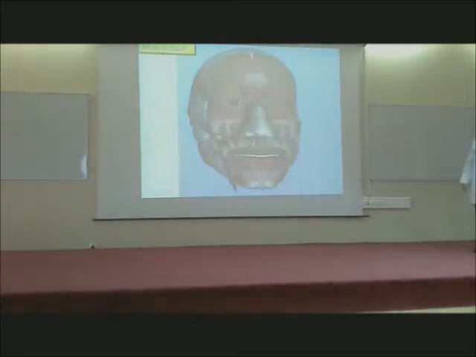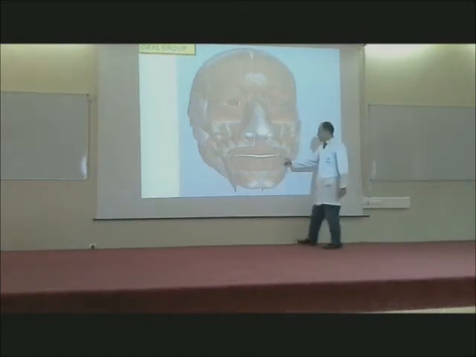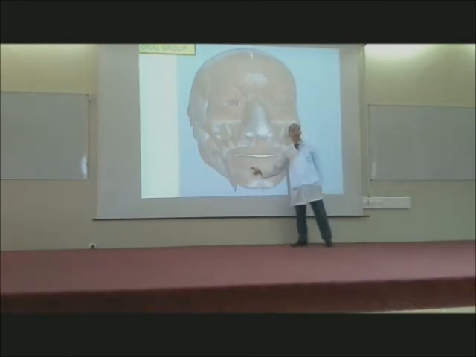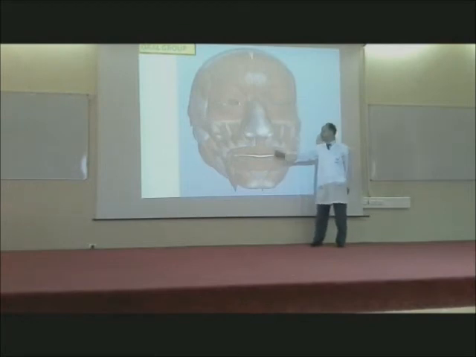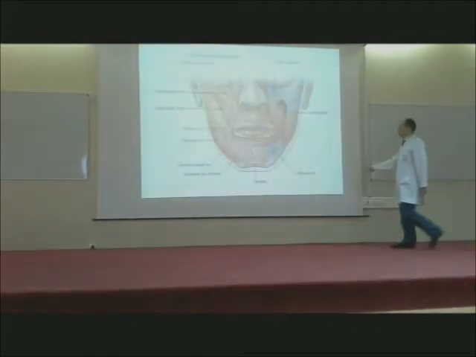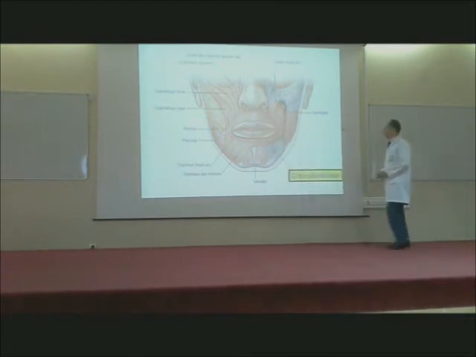Alright, we have two major muscles. Encircling the oral fissure, orbicularis oris. Orbicularis oculi here, and here we have orbicularis oris. This is orbicularis oris. And on the sides, the main muscle of the cheek, the buccinator muscle.